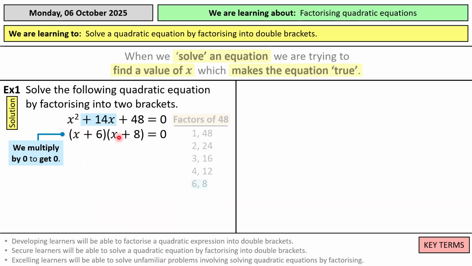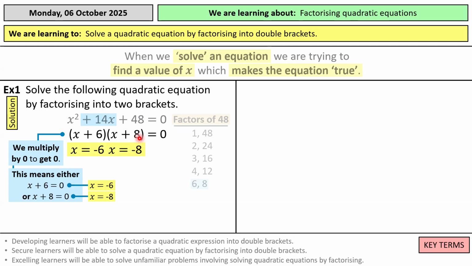Now we have factorized this equation, we will equate x plus 6 equal to 0 or x plus 8 equal to 0. So x plus 6 is equal to 0, which means x is equal to negative 6. And x plus 8 is equal to 0, which means x is equal to negative 8. So these are the solutions.